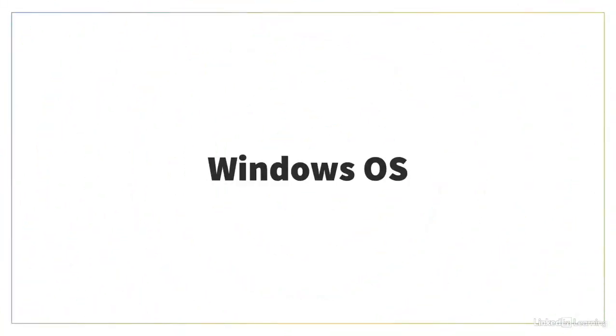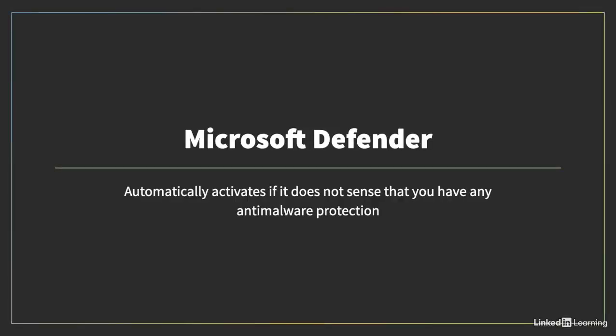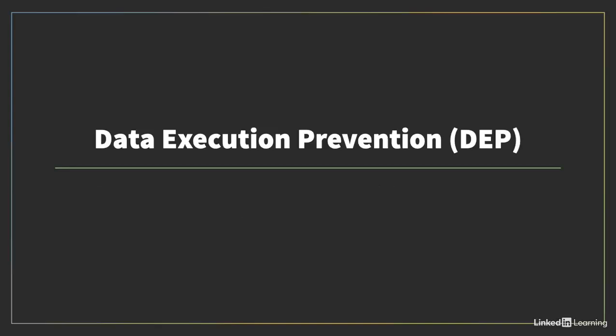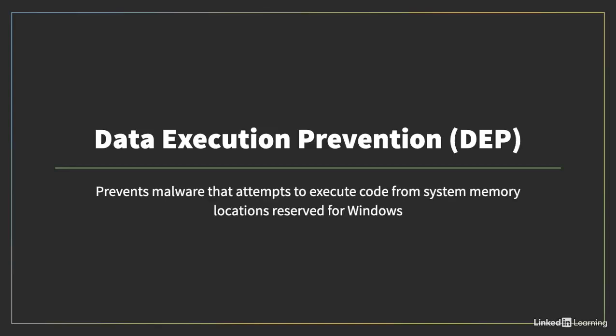Now let's talk about how a Windows operating system protects itself. Now, many of us purchase anti-malware protection. However, if you're using a Windows operating system, Microsoft includes Defender, which automatically activates if it doesn't sense that you have any anti-malware protection. In addition, Microsoft also has a tool called Data Execution Prevention, or DEP.